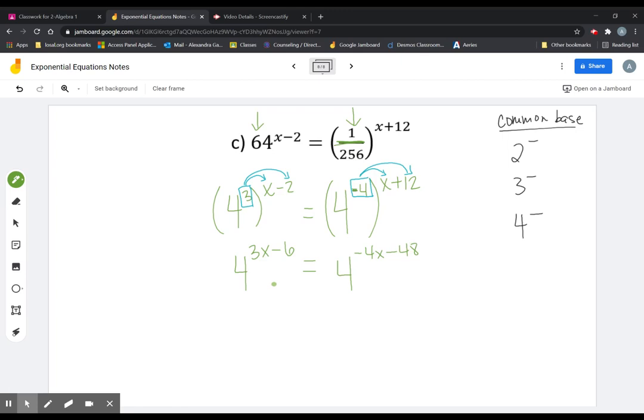My bases are the same, so I'm switching to setting the exponents equal to each other, and combine my like terms. I'm going to add 4x to both sides. I'm going to add 6 to both sides. And so x is equal to negative 6. All right, so that is exponential equations.